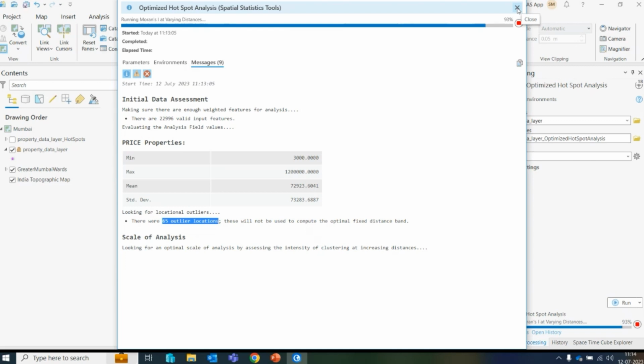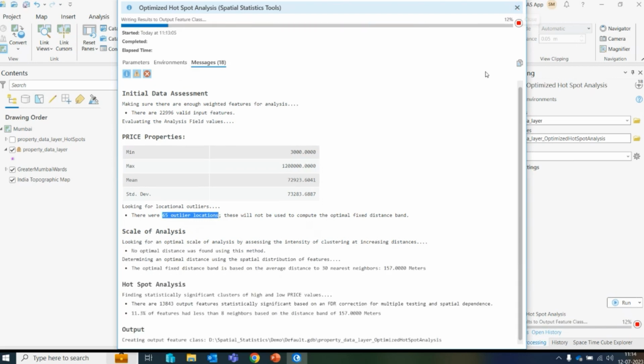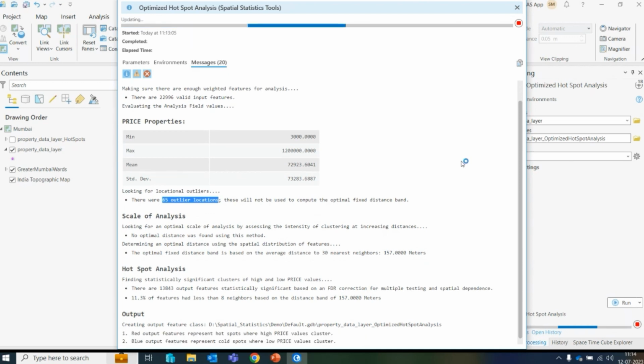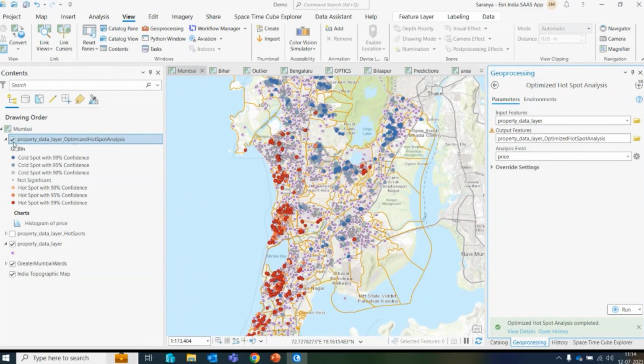Another feature which I like about optimized hotspot analysis is that it lets you work with data set aggregation, which I will show you in the next demonstration. Here you can see that the red output features represent hotspots where high price values cluster together. This is how the output would look for this.